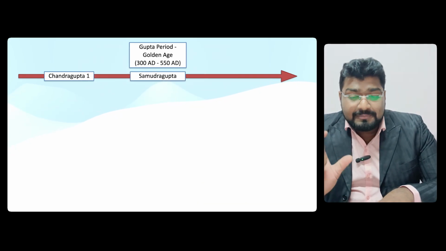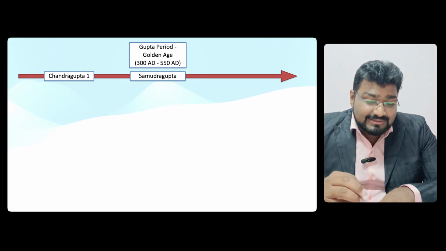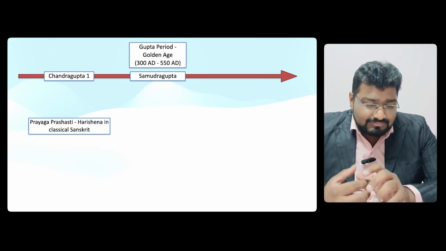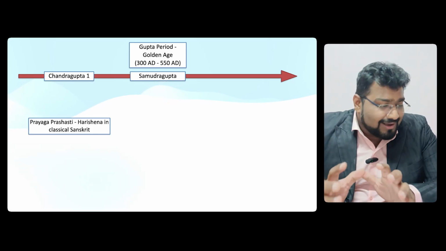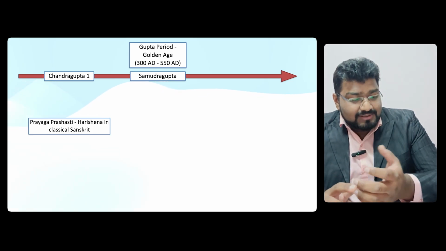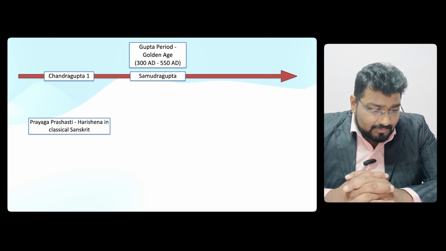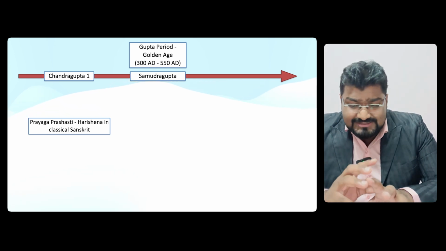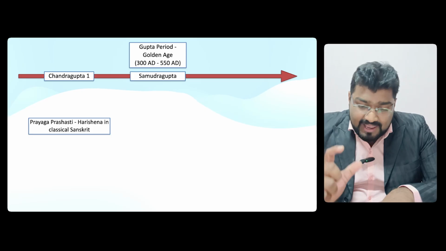He was known as the warrior poet. Now he is known as the Napoleon of India. Samudragupta's victories are immortalized in the Prayag Prashasti, basically written by Hari Sen. At times it is referred to as Hari Sena, and this Prayag Prashasti is in classic Sanskrit language.